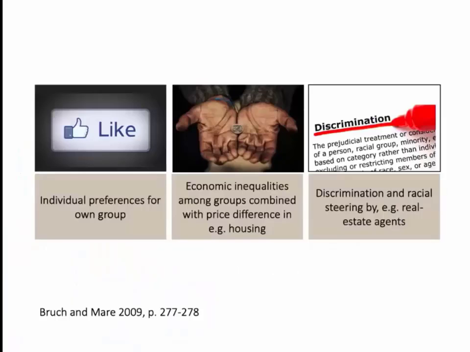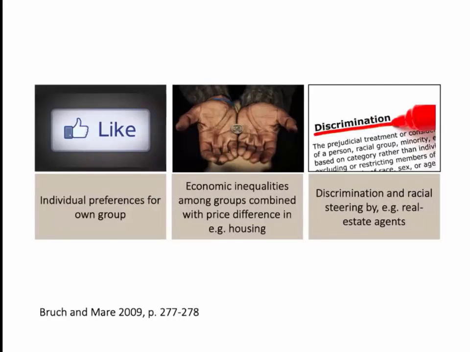Okay, so what are things that could drive this? Well, individual preferences for own groups, but then people brought up economic inequalities among groups, combined with price differences. Maybe people just cannot afford to live somewhere. I couldn't afford to buy an apartment in Dublin 4. It tells you about my salary. Anyway, I wanted to live in a diverse neighborhood anyway.